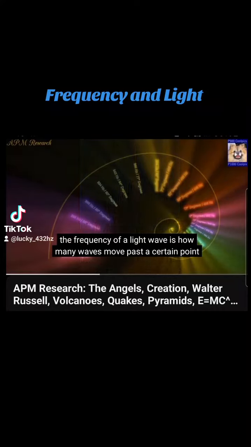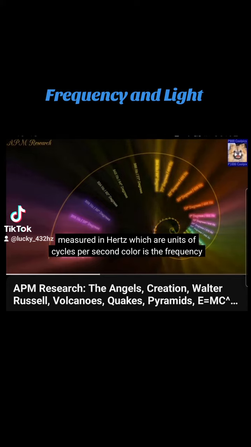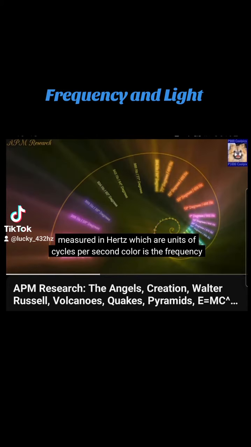The frequency of a light wave is how many waves move past a certain point during a set amount of time. Usually 1 second is used. Frequency is generally measured in hertz, which are units of cycles per second.